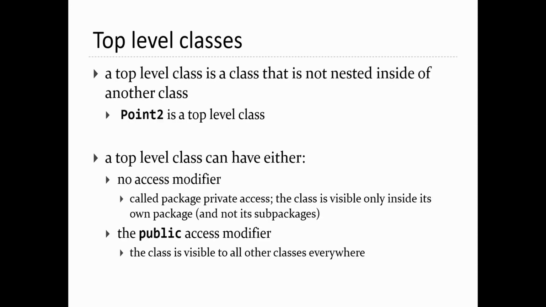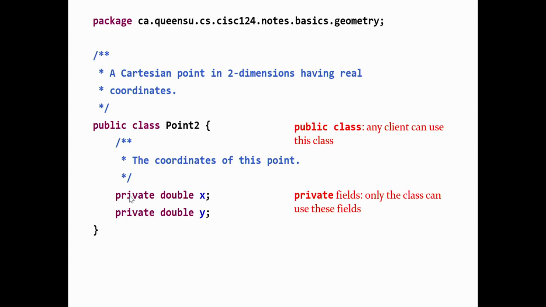So if we got rid of private here and private here, then any class inside the geometry package can access x and y of point 2 by name. So if you give it a point p, those classes can write p.x and p.y.